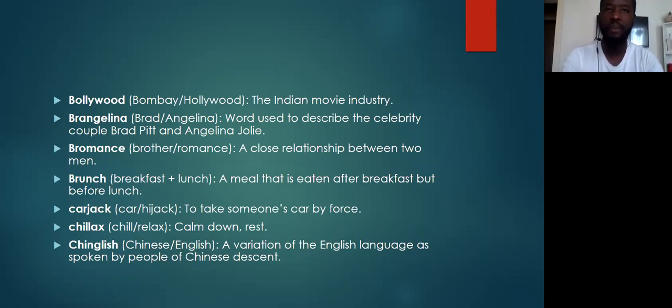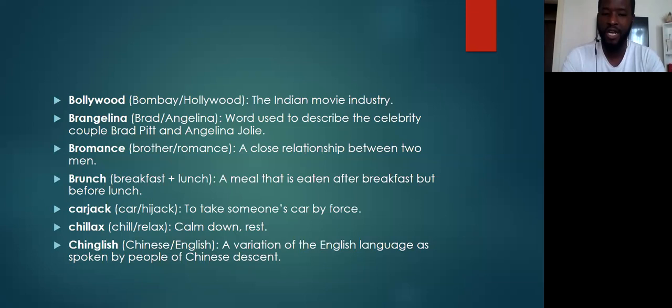Number 4, we have brunch. As you know, brunch is a portmanteau at the same time. It is the combining word between breakfast and lunch. So it is a meal that is eaten after breakfast but before lunch. See, this is the meaning of brunch.